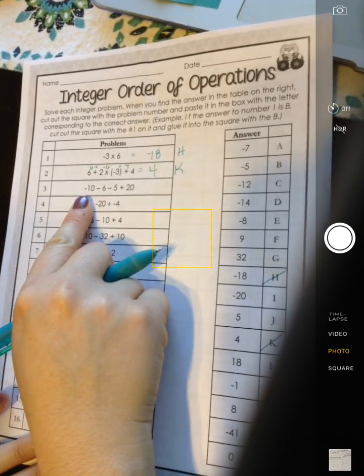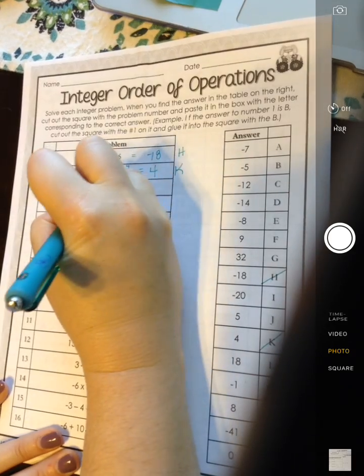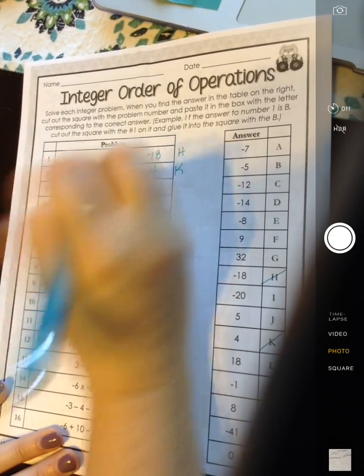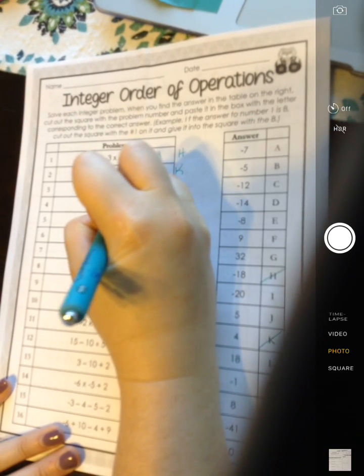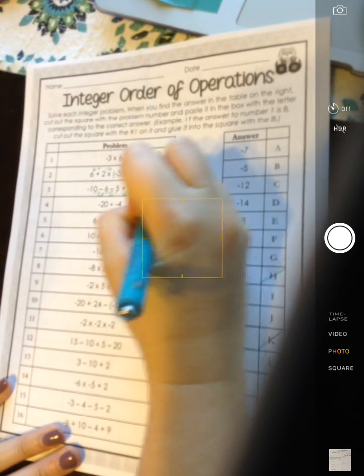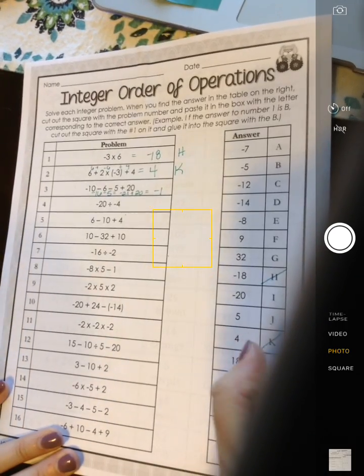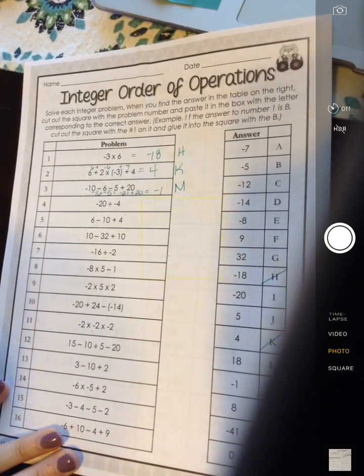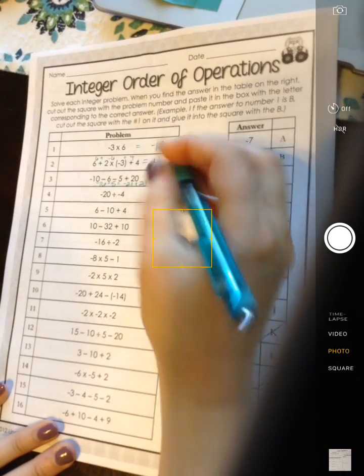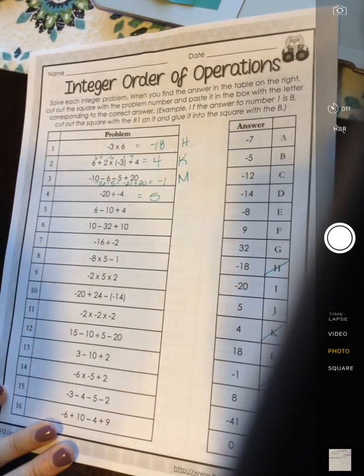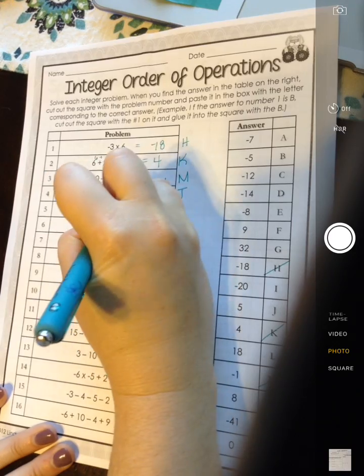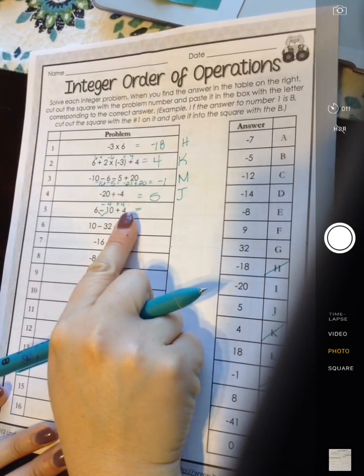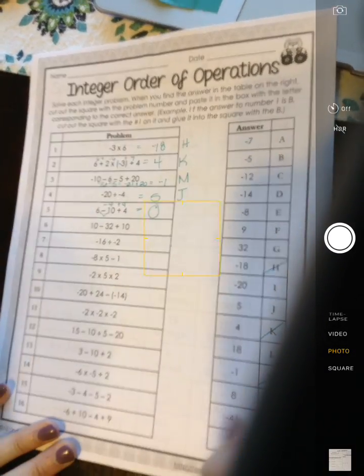We do left to right. Negative 10 minus 6 is negative 16. Negative 16 minus 5 is negative 21. And then negative 21 plus 20 is just negative 1. So that would be M. Negative 20 divided by negative 4 is a positive 5. So that would be J. Negative 6 minus 10 is negative 4. And negative 4 plus 4 is just 0, which would be P.